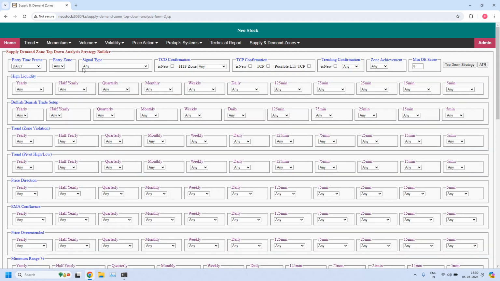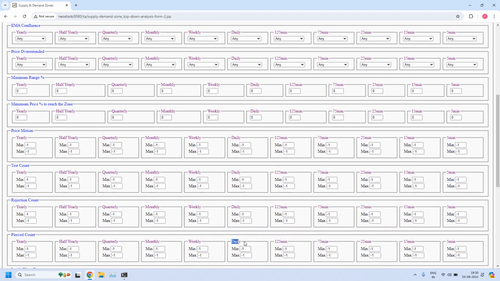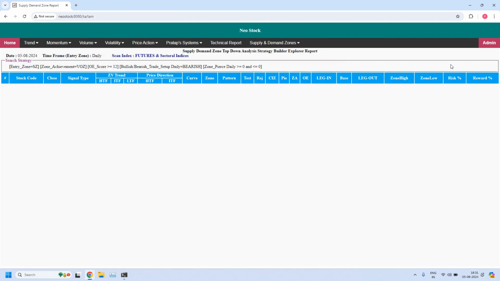Now let us look for monthly income trade bearish trade setup. Monthly income trade entry time frame is daily, but bearish trade setup it is supply zone. And also in bullish or bearish trade setup daily time frame I am selecting the value bearish, and pierced count on daily time frame minimum value 0, maximum value 0. That means zone is not pierced. Zone achievement is violated opposing zone, and minimum order enhancers 12. Now these filters are applied to daily supply zone. So currently there are no stocks that are supporting bearish trade setup for monthly income trade.